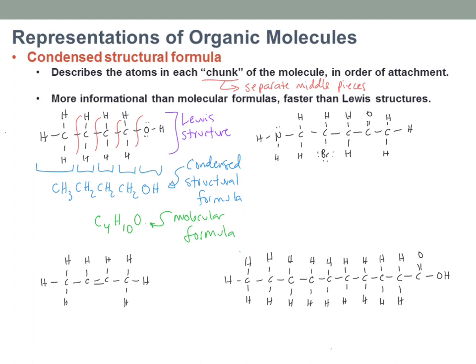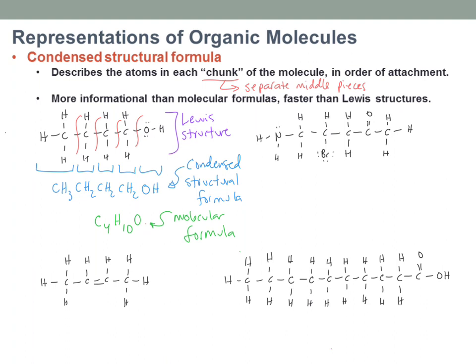That doesn't give me nearly as much information as the condensed structural formula does, because if I just had you draw C4H10O, there's so many different isomers you could draw for that. There are many different ways you can combine four carbons together with an oxygen. You could put the oxygen in the middle, you could put the carbons branching off somewhere, all kinds of different things. So what's nice about the condensed structural formula is that it gives you a little bit more information because it tells you what's attached to what.